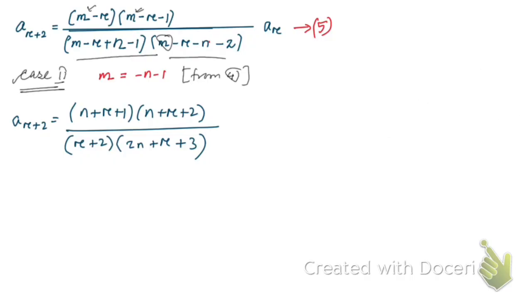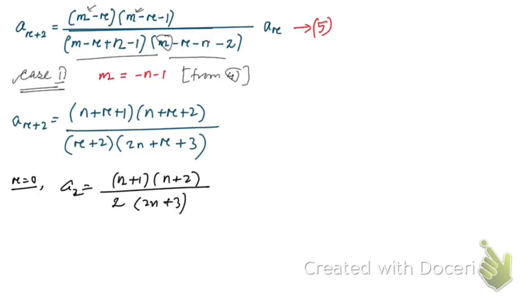Okay, so in order to get a2, let me put r is equal to 0. r is equal to 0 in order to get a2. So wherever you see r, replace that r by 0. Then what you're going to have is (n+1)(n+2) divided by r+2, which means simply 2 only. Then 2n, this r is now 0, plus 3, that's going to be 3. And we're going to have, sorry, I missed the a(r) here. As we are putting r is equal to 0, it's going to be a naught here.